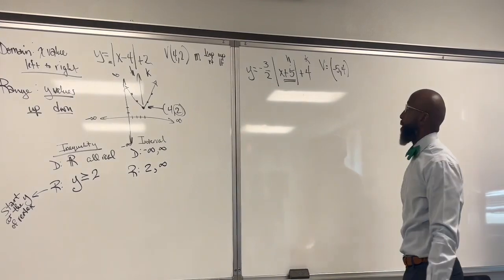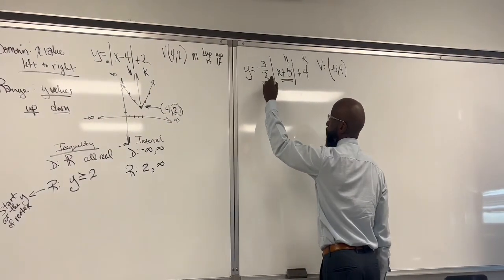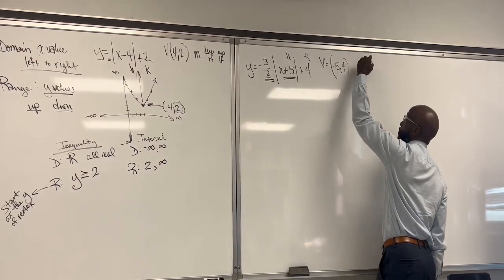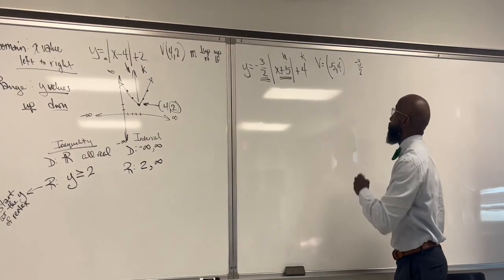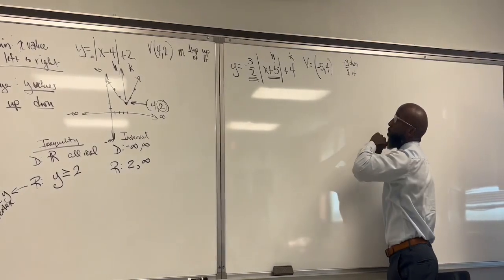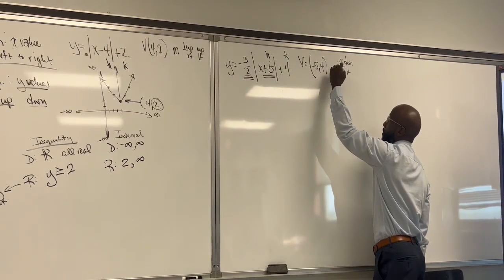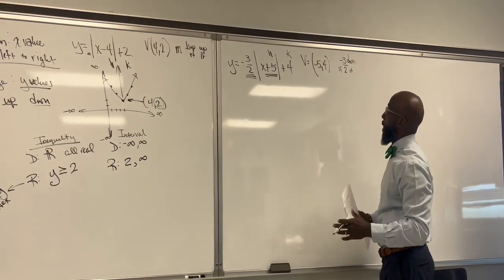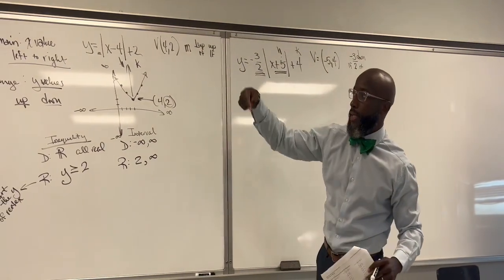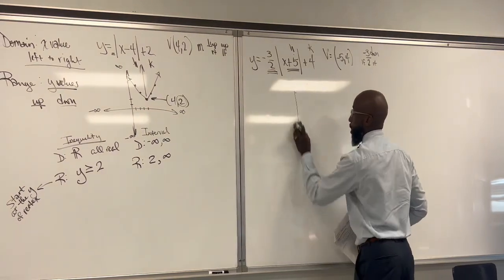Okay? Now, figuring out how our function is going to move, you look at this negative 3 over 2. That means we're going to go down 3 and to the right 2. And we're going to go down 3 and to the left 2. Okay? So that lets us know, again, when it's negative, it's going down.